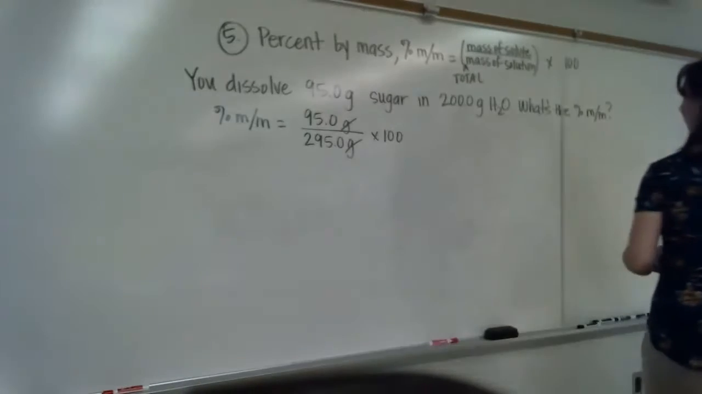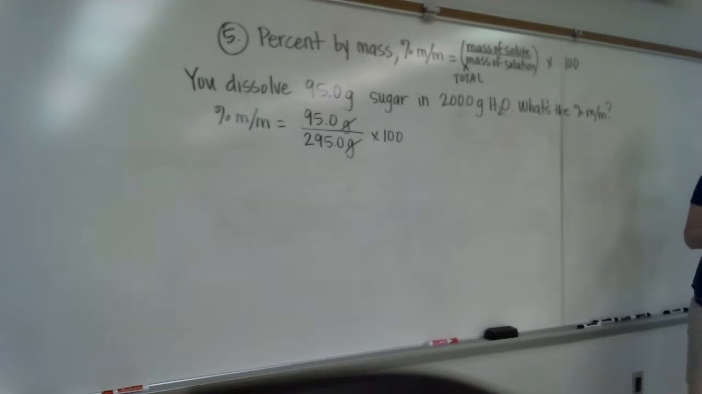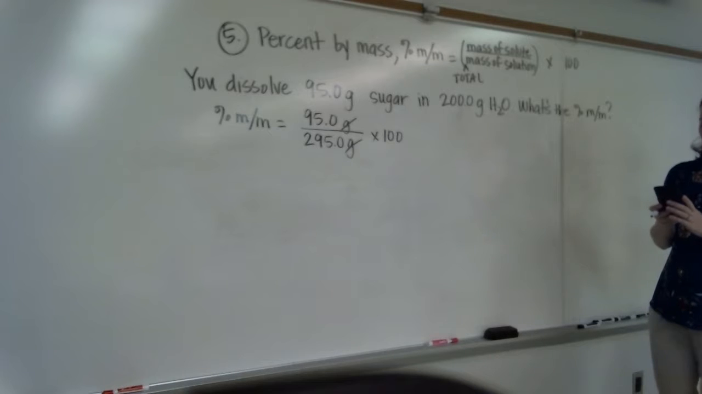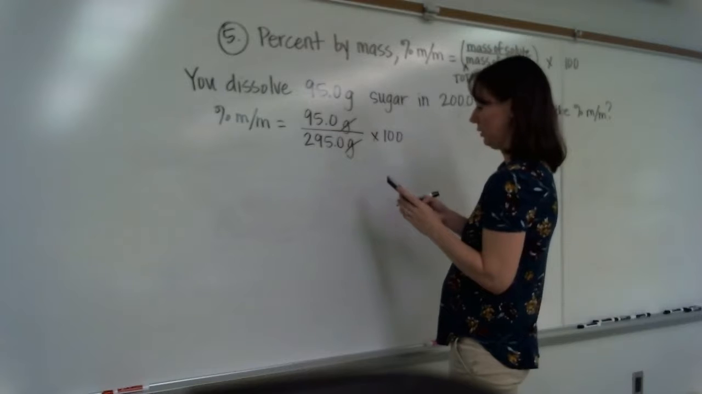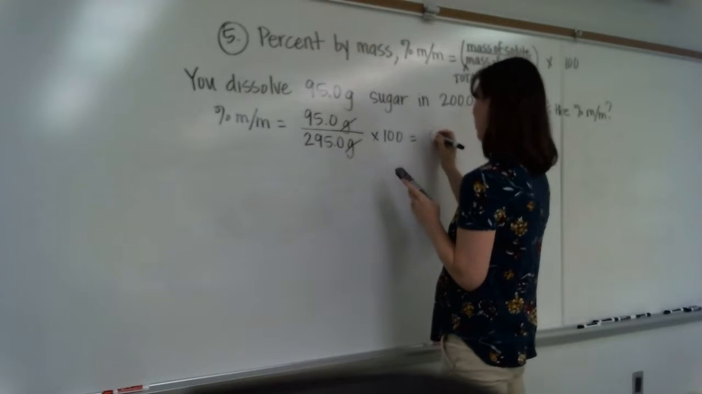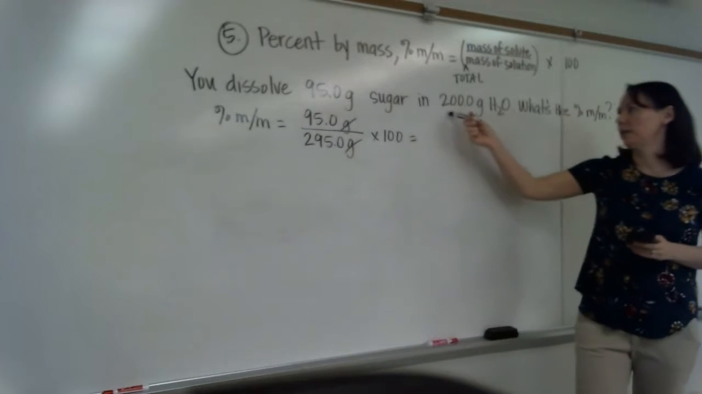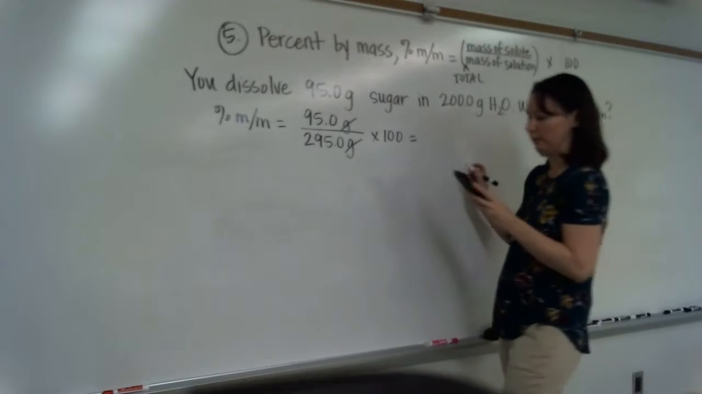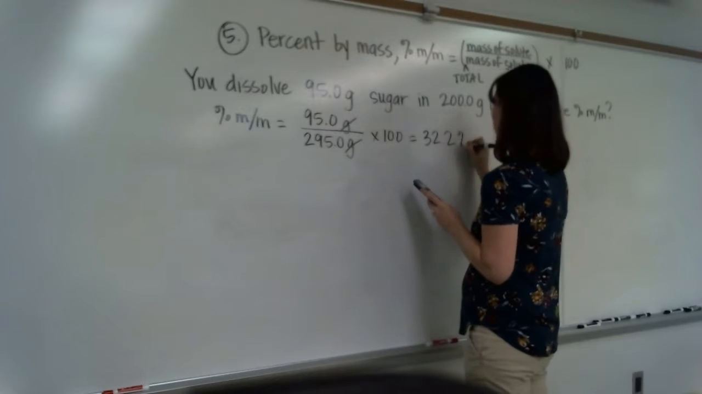Now make sure your units match. Obviously, if one was in grams and the other one was in milligrams, you'd have to do some converting. So let's do this math. 95 divided by 295, times 100. My calculator spits out 33.2033839999, right? How many sig figs can I keep? This number has 3 sig figs, this number has 4 sig figs. So what do we do? 3 sig figs, right? So 33.2, and my unit would just be percent.